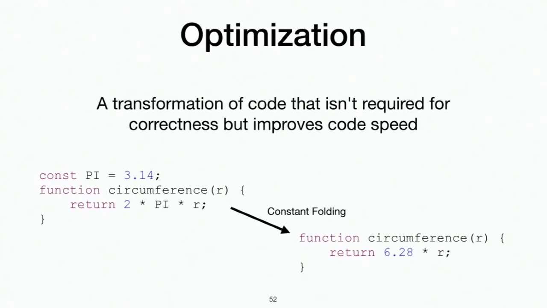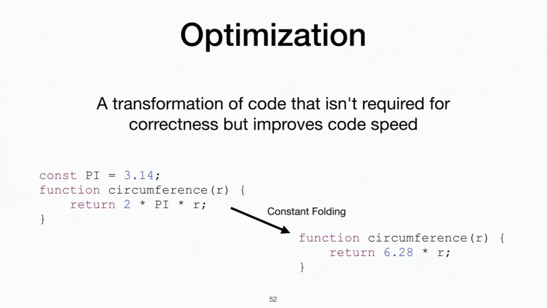So let's now talk about optimization. This is the biggest chapter that I want to talk about, incorrect optimizations. So what is an optimization first? It's basically a transformation of code that is not required for correctness, but improves speed, right? So here's a simple example.